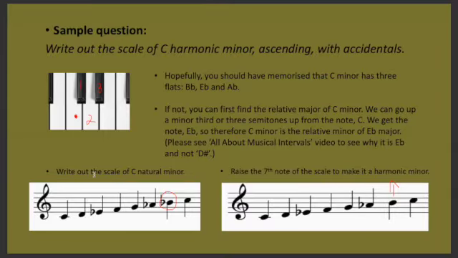Okay, then we will write out the scale of C natural minor, which is basically E flat major but beginning on C and ending on C instead. And then we will raise the 7th note of the scale to make it a harmonic minor. So B flat, we just change the accidental in front of it. If you want to raise a flat by a semitone, we just make it a natural. And there we have it.